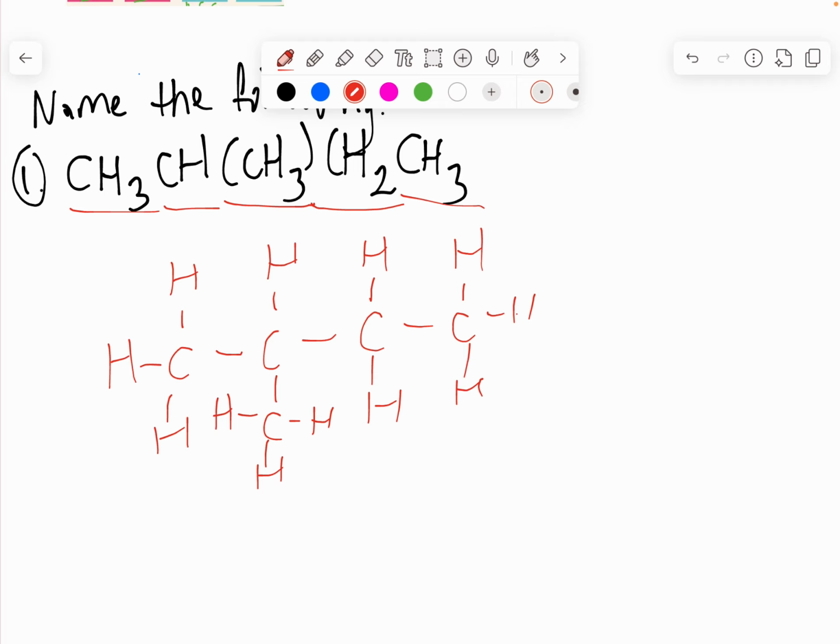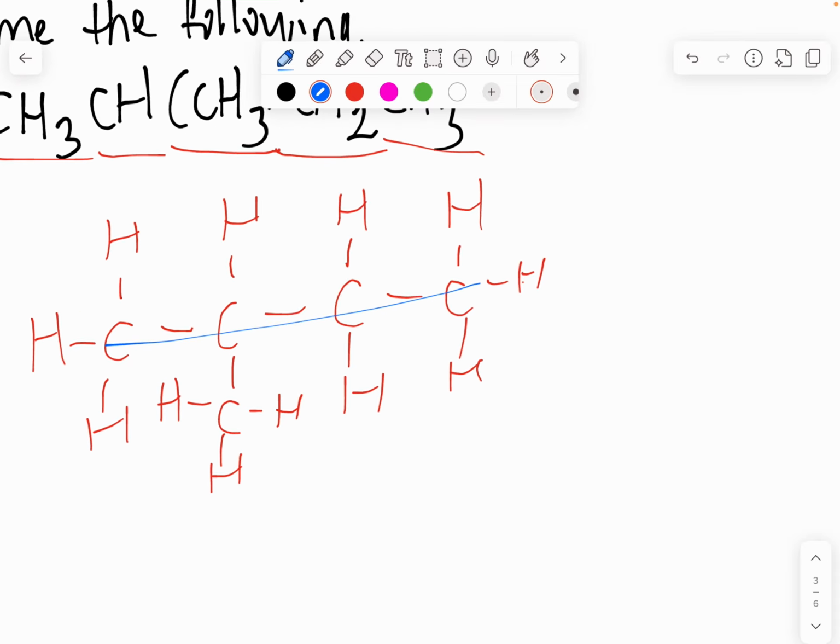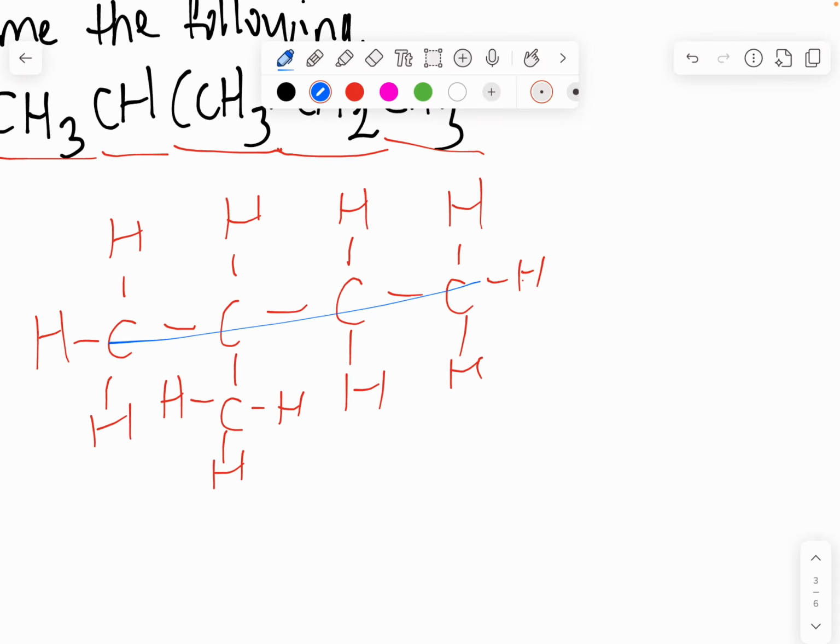And now let us name. And when we're naming, we identify the longest continuous carbon chain. I'm gonna go this way, 4 carbons. If I were to go this way, it would still be 4 carbons, right? So that's 4 carbons right there. And next we do our suffix being the functional group. We have only C single bond C, so that's going to be ANE. Note that there's no guide here, so I'm hoping that we can do it without the guide this time.